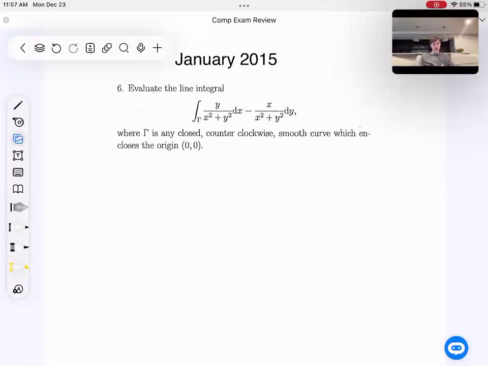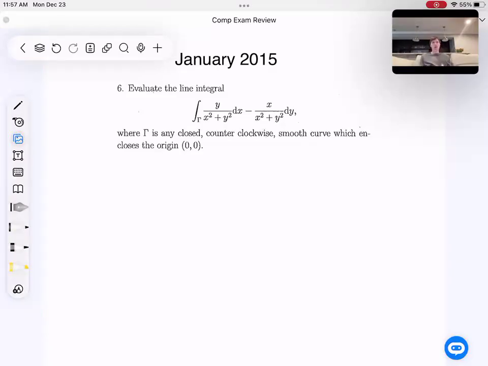So the question is, evaluate the line integral, which is the integral around the curve gamma of y over x squared plus y squared dx minus x over x squared plus y squared dy. As we can see, the vector field is written in differential form, and it says where gamma is any closed counterclockwise smooth curve, which encloses the origin (0, 0).